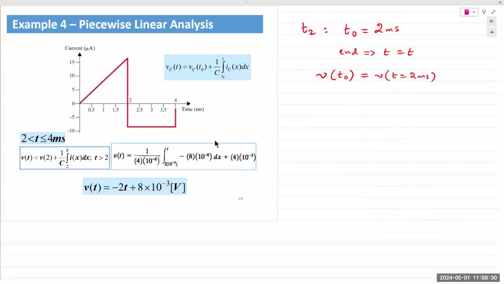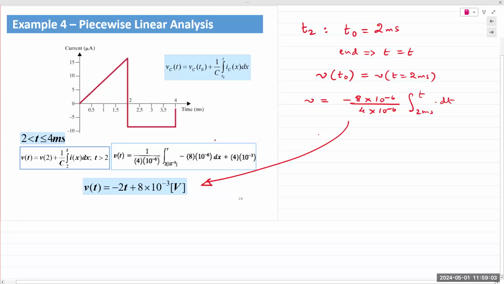I only have 2 minutes left, so I'm going to go through this quickly. This is going to go fast because we have a constant, and because it's a constant, I'm going to take that outside: 8 into 10 raised to minus 6 divided by 4 into 10 raised to minus 6. Integrate between 2 milliseconds and t, dt. You plug in the limits of the integration, and you obtain this as your answer: minus 2t plus 8 into 10 raised to minus 3. Also, the initial stored energy is added on, and that is given by that 4 millivolts.